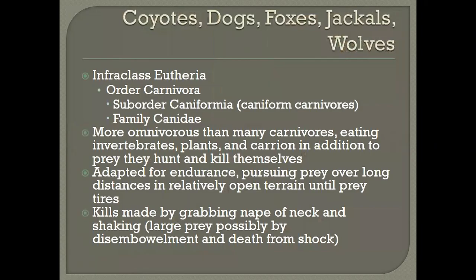Coyotes, dogs, foxes, jackals, and wolves are all part of the Canidae grouping. They are omnivores as well as carnivores in this group. They eat invertebrates, plants, and carrion, as well as things that they kill and then eat themselves. They're adapted for pursuing prey over very long distances, which is not a surprise if you've ever seen a coyote, dog, fox, jackal, or wolf run.